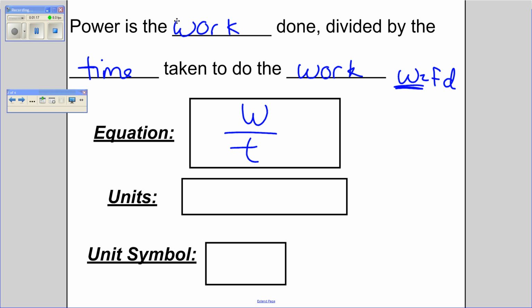So speed is the rate at which you cover distance, and power is the rate at which you do work. For example, you have to do a certain amount of work to pull yourself up the rope in gym class. It takes a certain amount of work to do that. Now, the speed at which you can do that determines how much power you have. Okay? So the unit for power is watts.